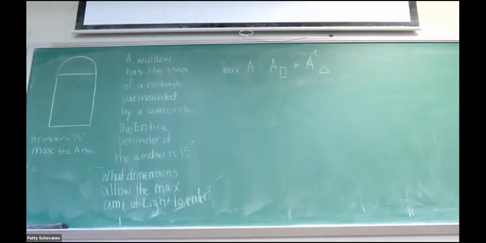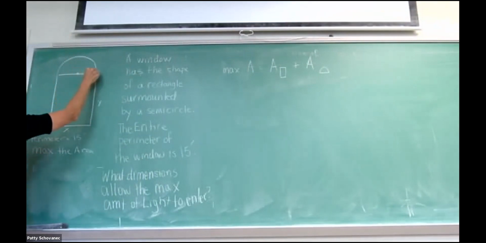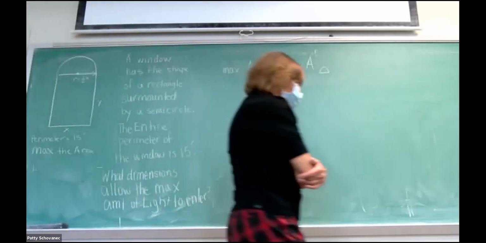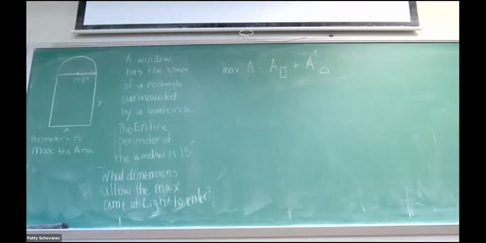So write down the formula for the area of a rectangle. Don't care what variables you use. So I put an X here and a Y here. Then from here to here, this radius is going to be half of X. So if you can write your area strictly in terms of X and Y, then we'll figure out what to do with that 15.